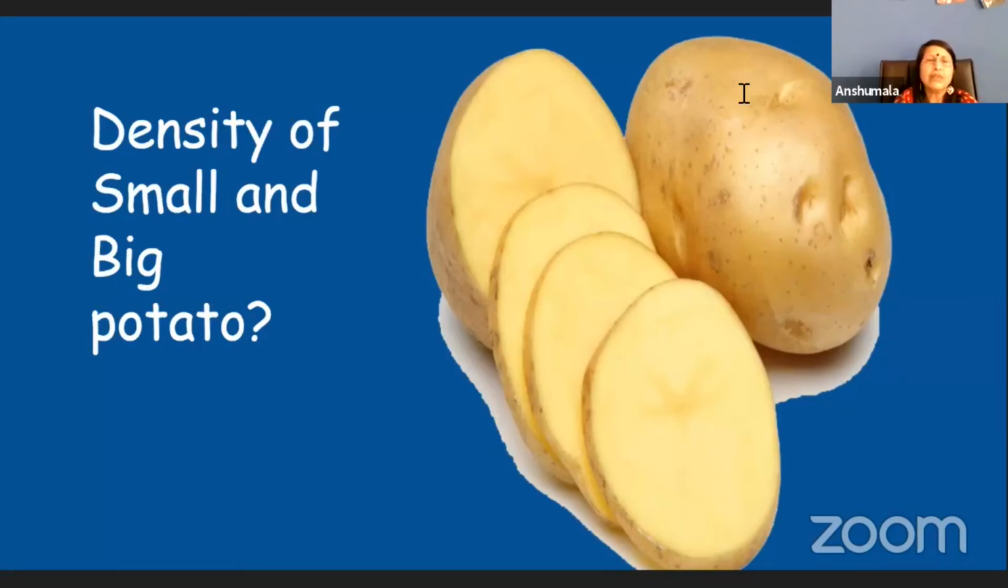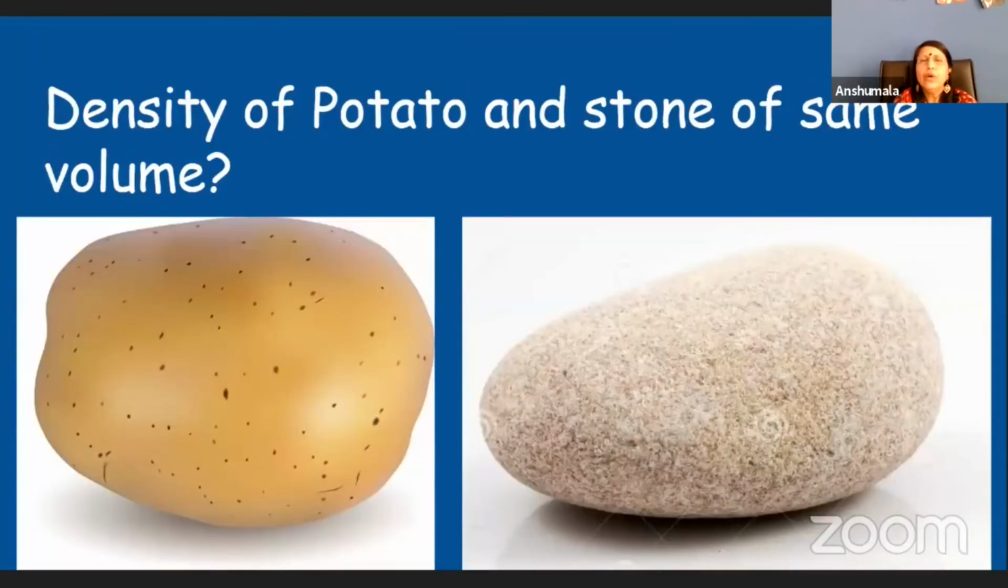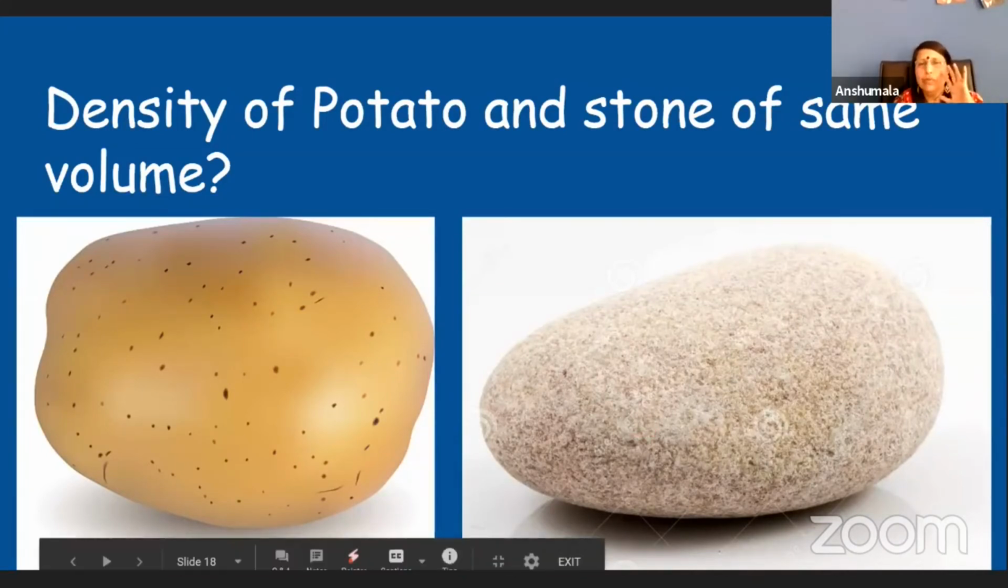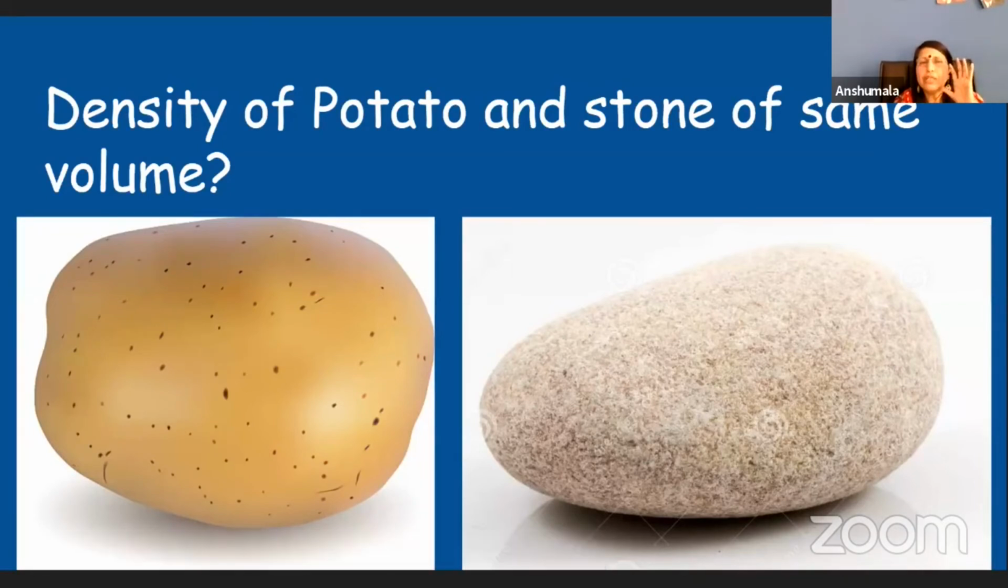Density doesn't change if the material comes as a very large chunk or a very small chunk. The same idea we have placed here also. But when you compare two things of the same volume, suppose you take a potato and a stone, both with, suppose, the same volume. Suppose you measure the volume and determine it is the same. Which will have greater density?